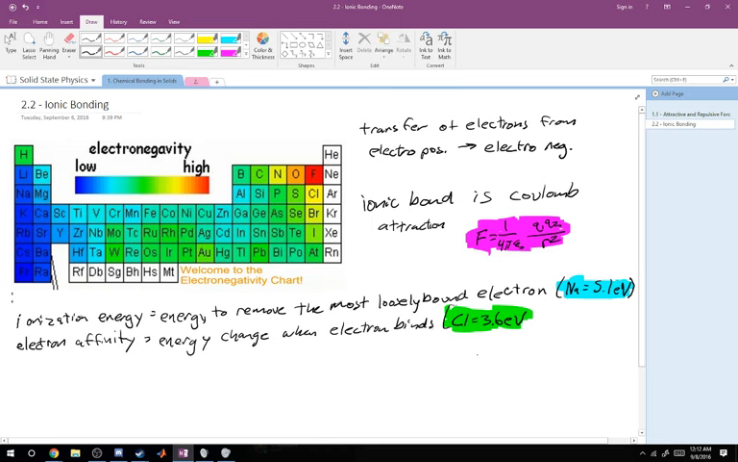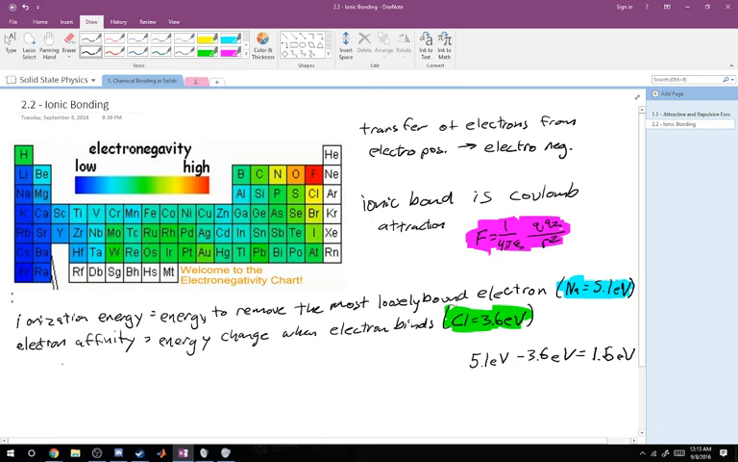So we know it takes 5.1 electron volts in order to remove the most loosely bound electron. And this thing essentially pulls, or would change, with 3.6. So it uses about 3.6 to rip off this 5.1, but there's a difference there, and that would be 1.5. So what is this 1.5 eV? This is the net energy cost for creating a pair of ions.